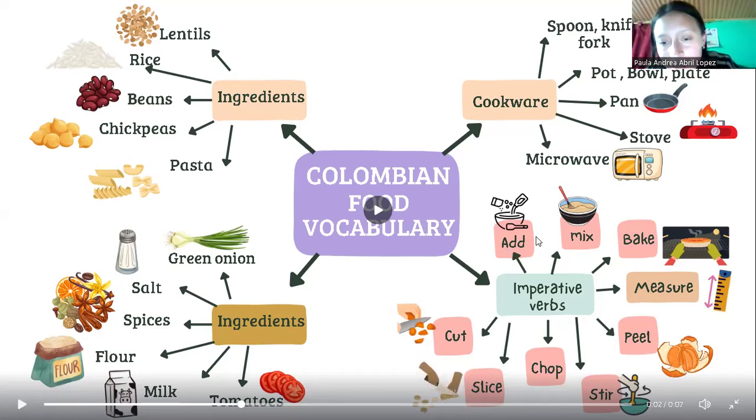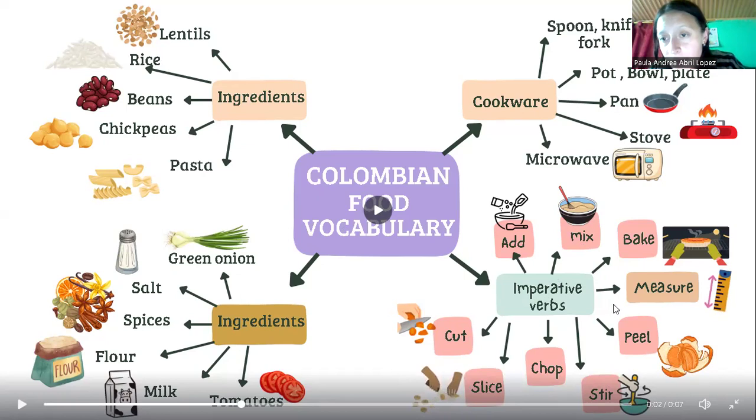And common imperative verbs are add, mix, that is the action of moving a spoon from one side to another side, bake, that is the action that an oven makes, measure, peel, that is too common in a recipe because you need to peel some bananas, fruit, vegetables. Stir is related with mix, and chop is related with cut, and slice is related with cut, but in slices, and the action of this.